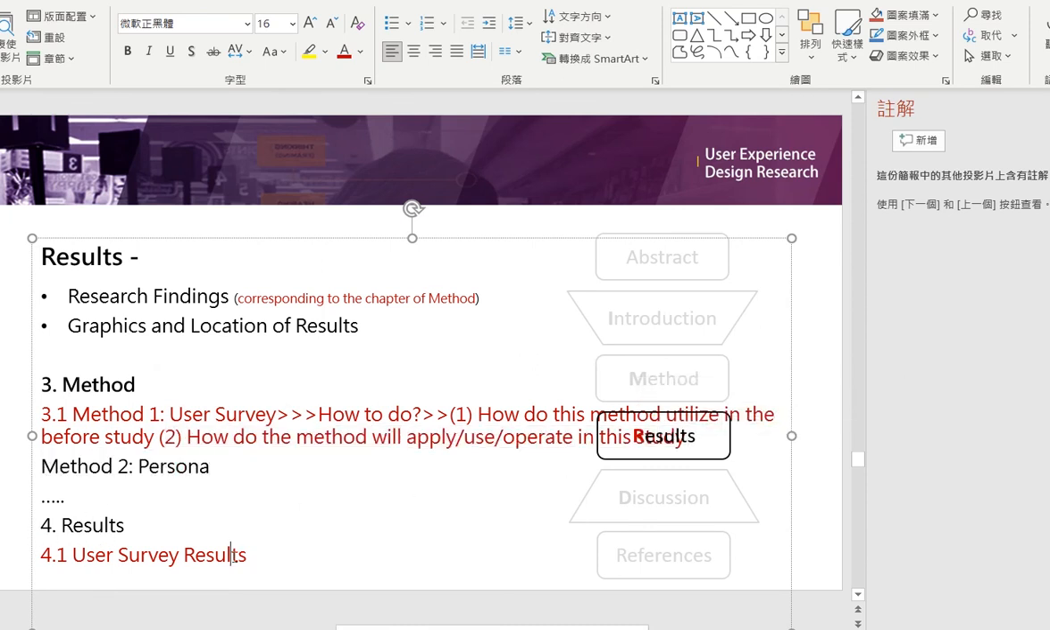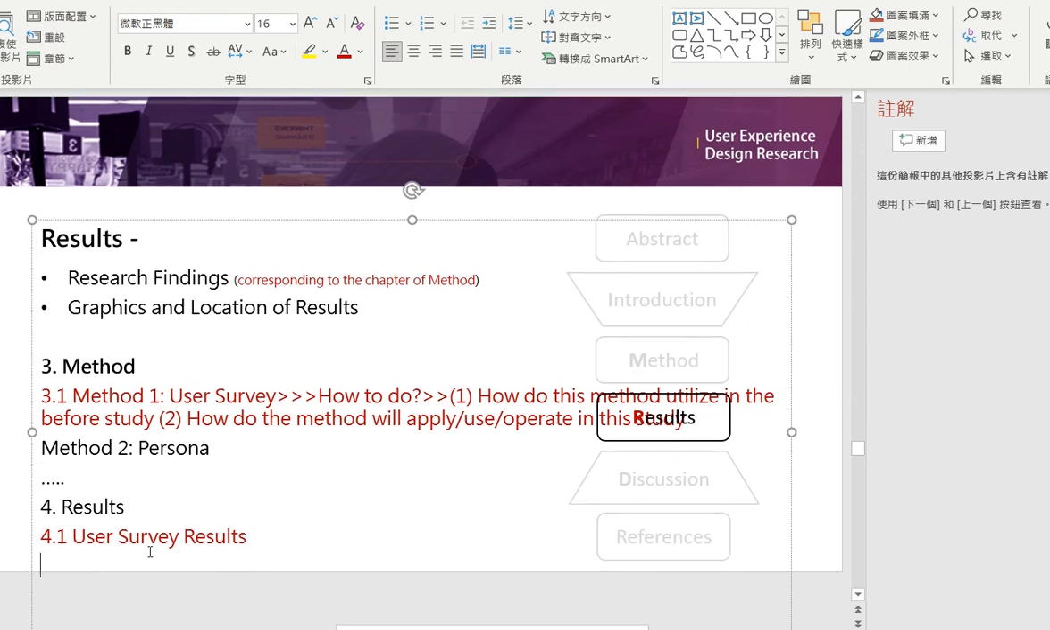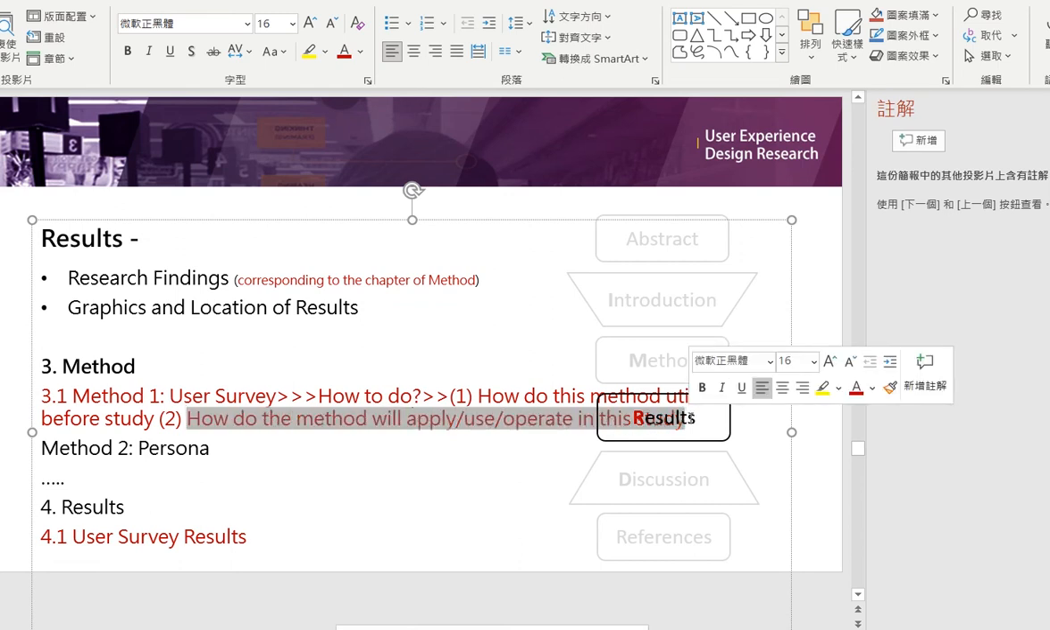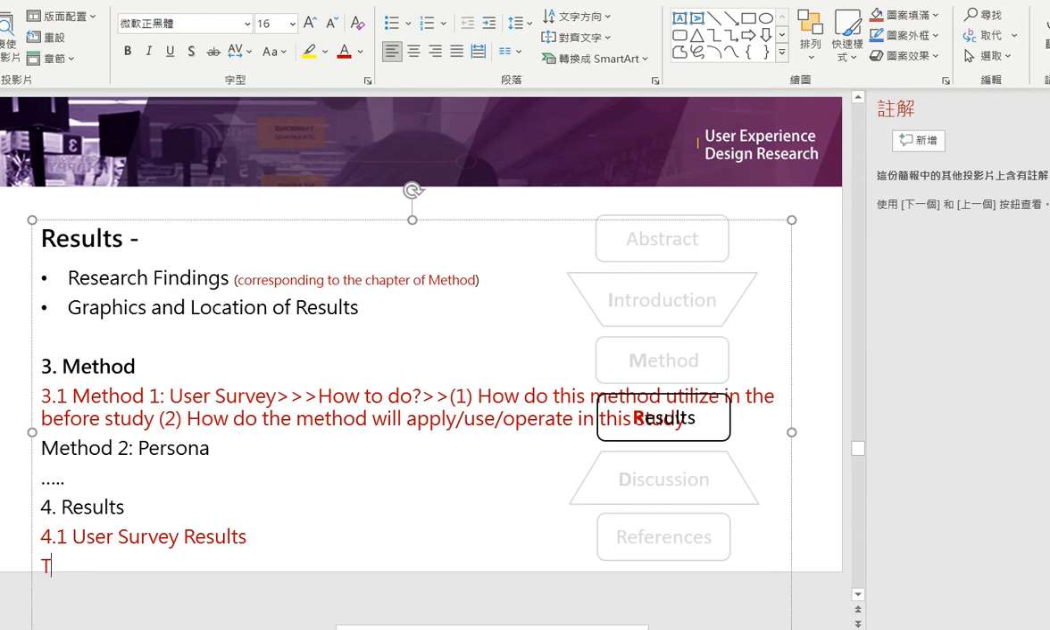So in the results, you could just write how the method will be applied in this study, and you could type this: what do you find in the method that will be applied in this study.